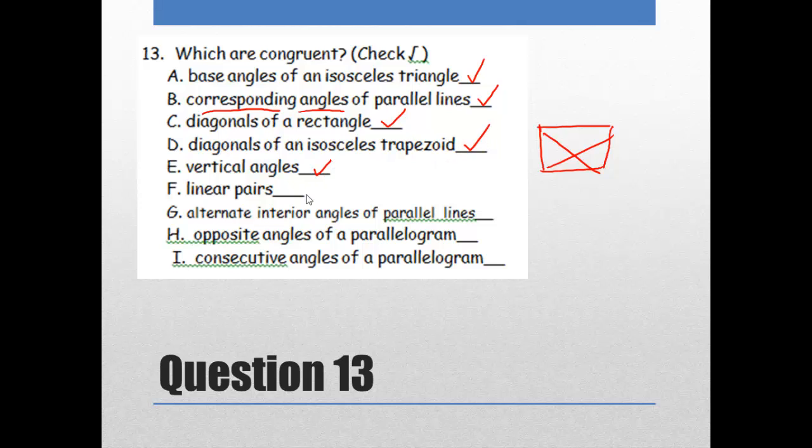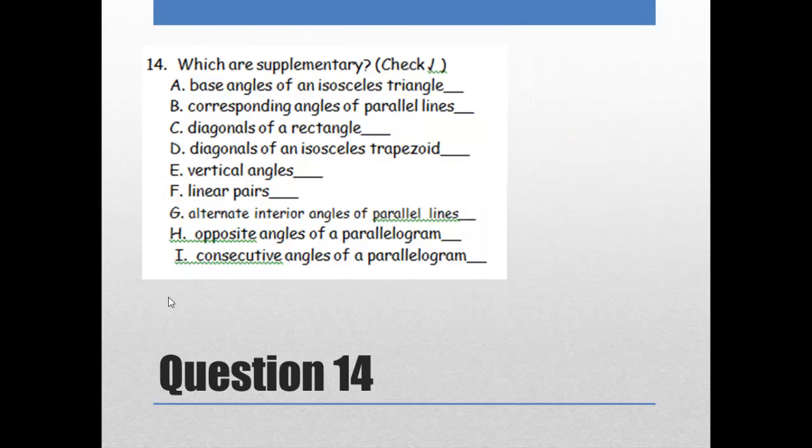Vertical angles. Congruent. Linear pairs, no, not congruent. Alternate interior angles, guess what? They're congruent. Opposite angles of a parallelogram. We've already talked about that. They are congruent. And consecutive angles of a parallelogram. No, those are not congruent either. So F and I were not congruent.